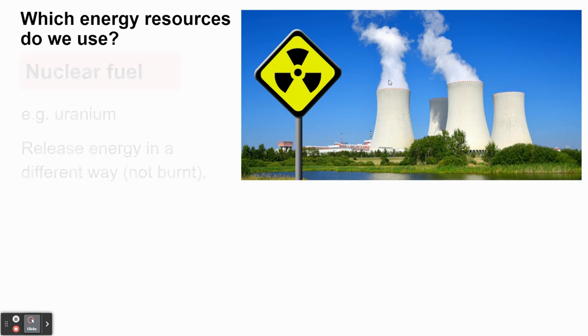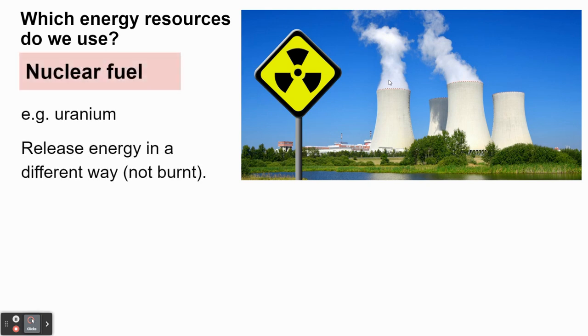Another energy resource we use: nuclear fuel. Uranium is one of these. They release energy in a slightly different way. They're not burnt.